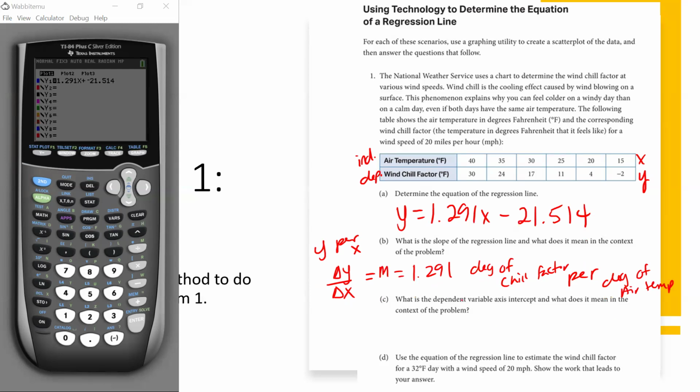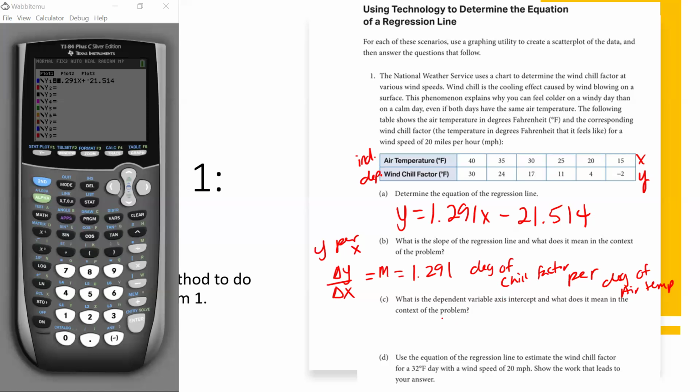So your 1.291 degrees of chill factor per degree of air temp. That's what it means when it says, what does your slope mean? Okay, it's your y per your x. That's the most base way to remember how to write it. So whatever your y is per whatever your x is. Yes, it's the ratio between the two. That's exactly what your slope is.